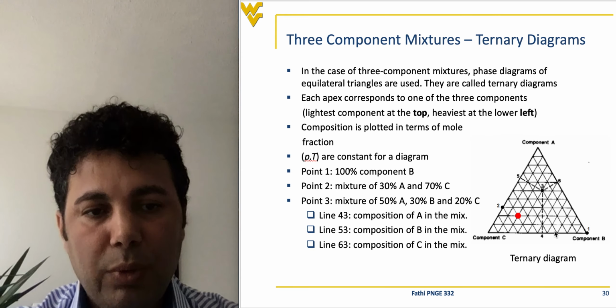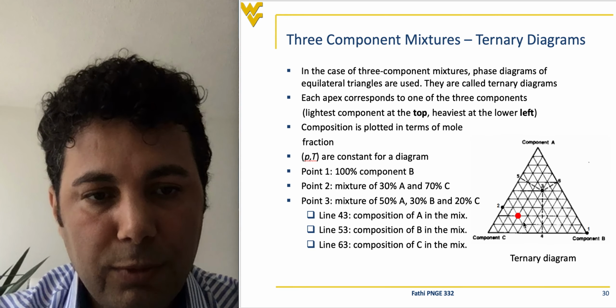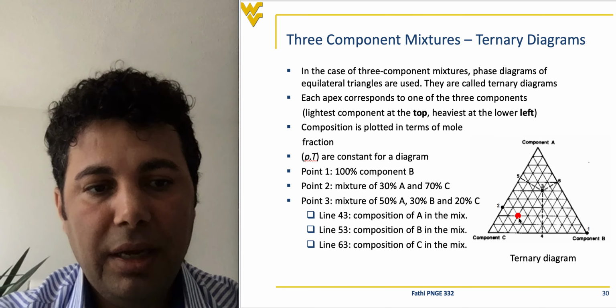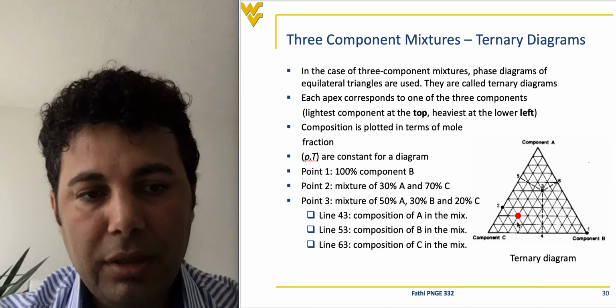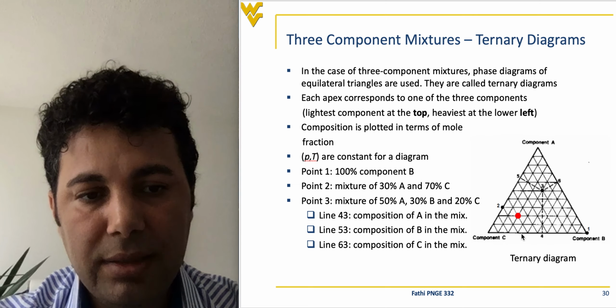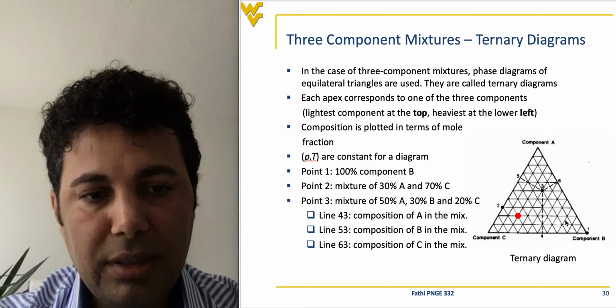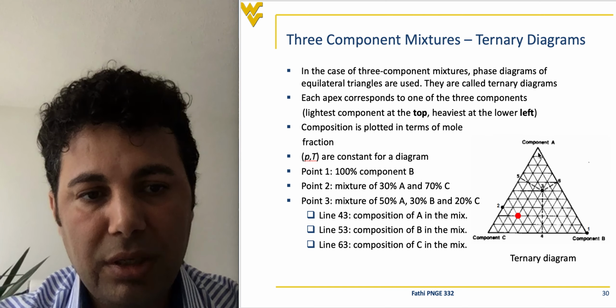If I look at point, let's say 4, let's say this point, again, at this point, I can draw a perpendicular line. So at this point here, this lateral has 0% of A. So this is 10%, 20%. So I have 20% of A.